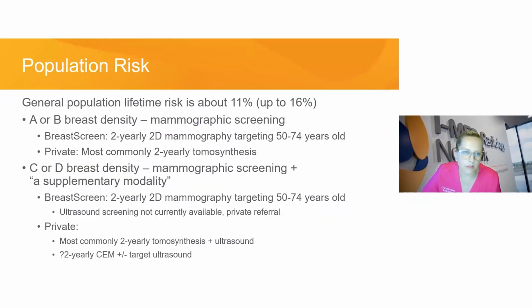So population risk is how we're going to start. So population, moderate and high risk are our 3 groups. So general population lifetime risk is about 11%, but for the arguments of categorizing people, we accept that lifetime risk is up to 16%. In A and B density breasts, these are my recommendations. I have not published a guideline, but I think in these women, population risk, low density breast, mammographic screening with breast screen is a perfect test.